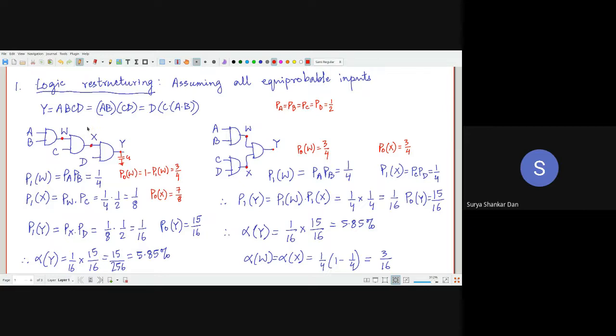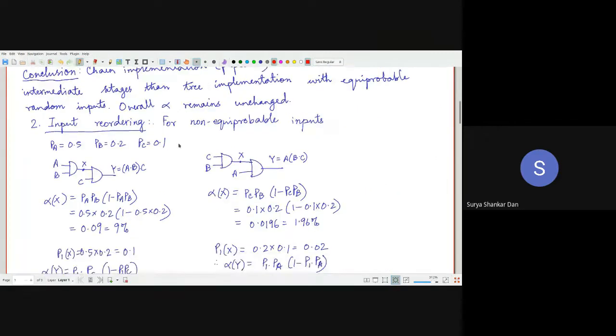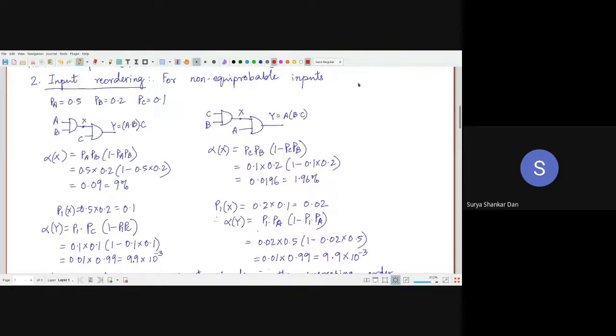All right, so now it is clear. Input reordering for non-equiprobable inputs. Again, we are achieving the same output here, ABC, ABC. However, PA is 0.5, that is, signal A is equiprobable. PB is 0.2, PC is 0.1. Then let us check it out.